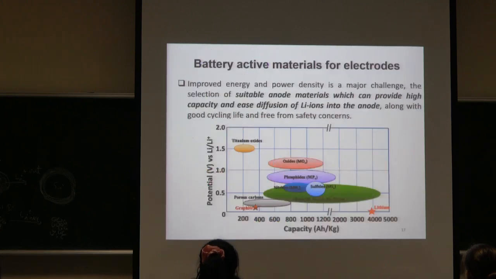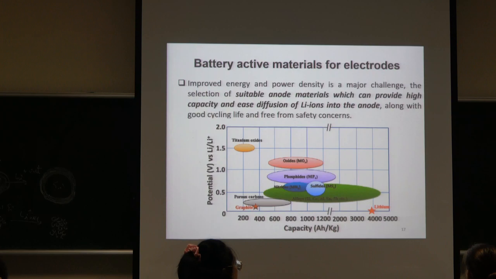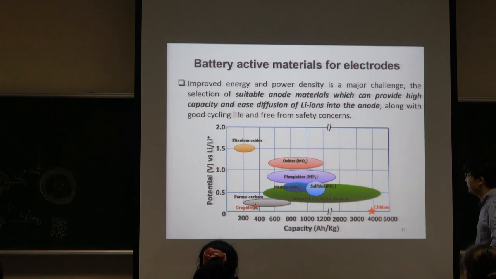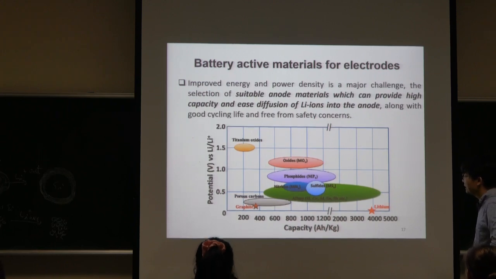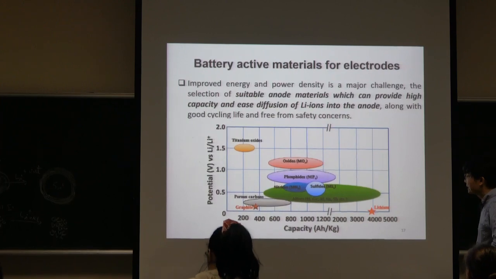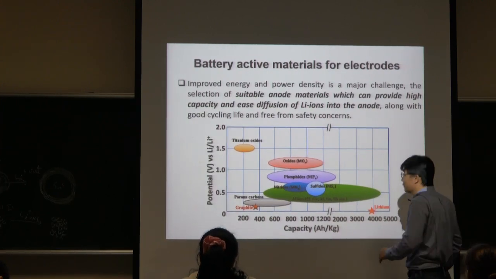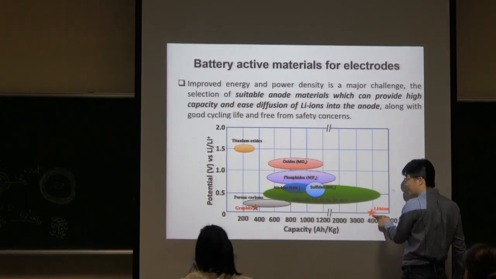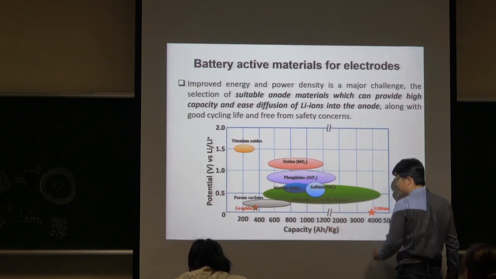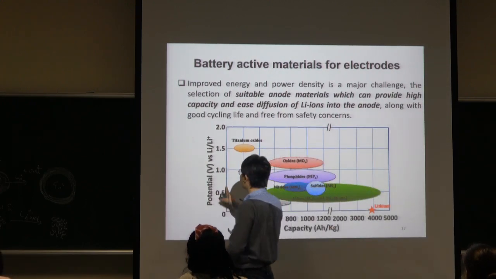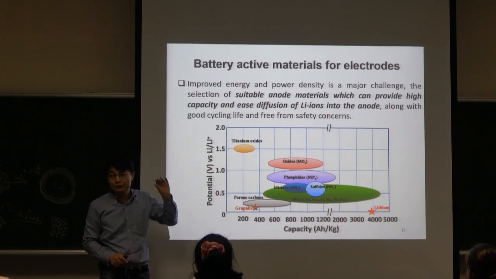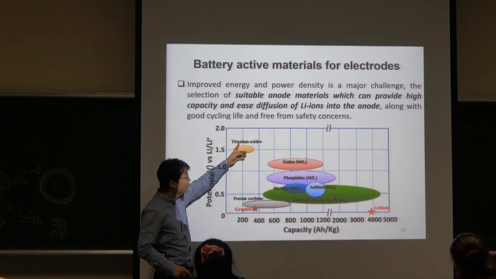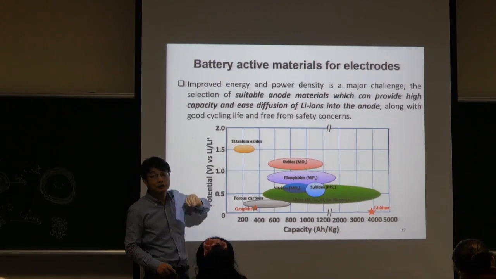Anyway, this is the issue. Now, this is a comparison of some popular active materials. Graphite is right here. You can see the capacity here, in amp hour per kilo, and this is the potential. Potential doesn't mean the output voltage, because the output voltage depends on the materials.